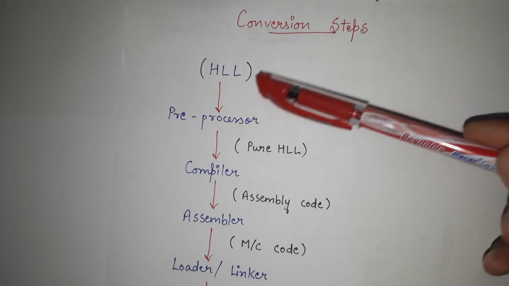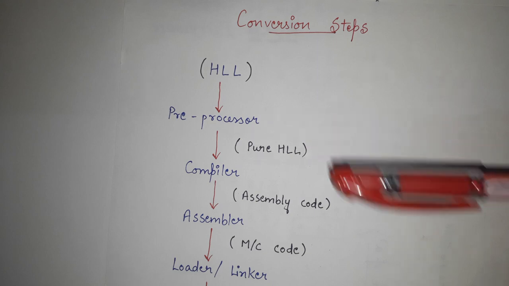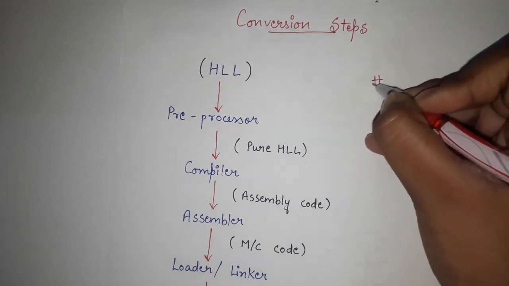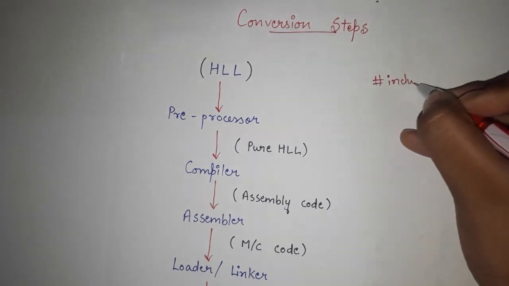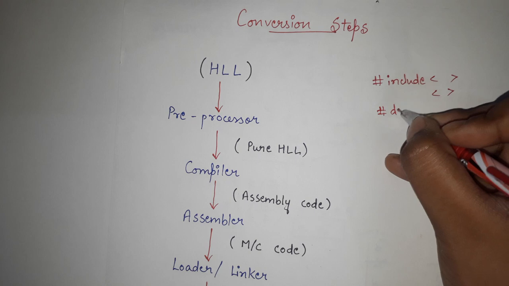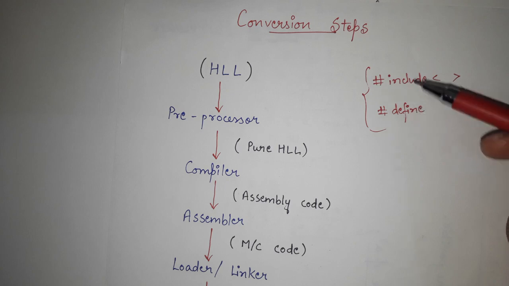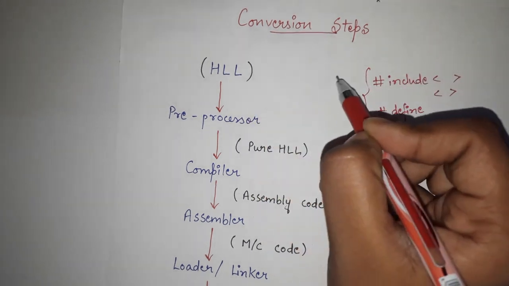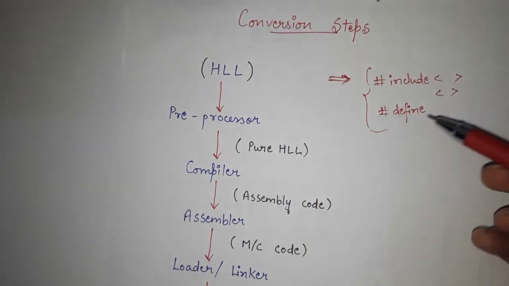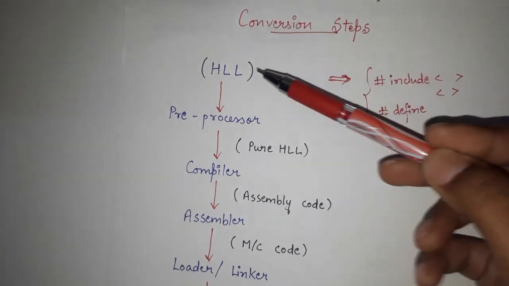The main difference between high level language and pure high level language is this: if you are aware of C language, you know that every C program starts with something known as hash include, then stdio.h, conio.h, hash define, right? In C language, these are some of the lines that we write initially. So in high level language, these things will be present. Normally when we write the code, these things are present in the very first step. So that is the raw code that we write, that is the high level language.